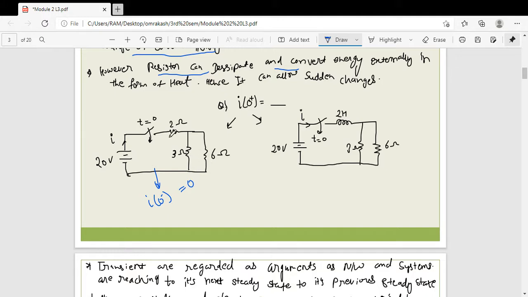Now see what is the R equivalent here? This 3 parallel with 6, so this is 2, and 2 plus 2 is 4. So this is nothing but the 20 volt. What is the current I at 0 plus? The 20 volt supply current for the 4 ohm resistance, right? So the current is 5 ampere.